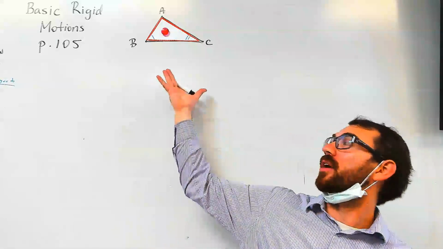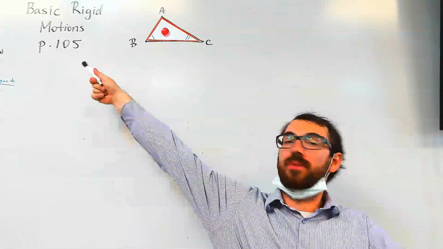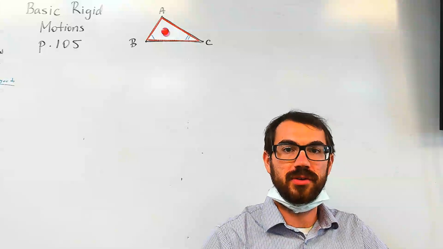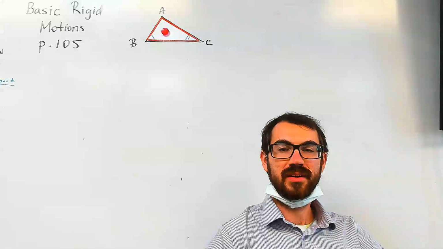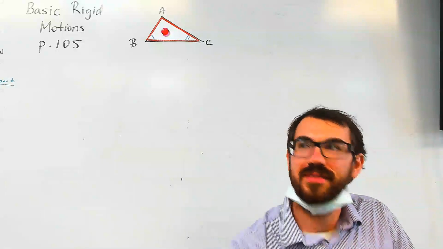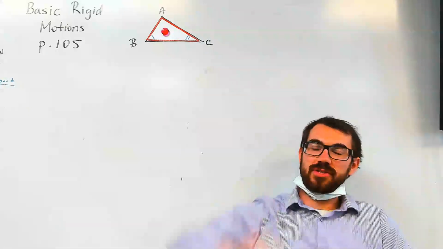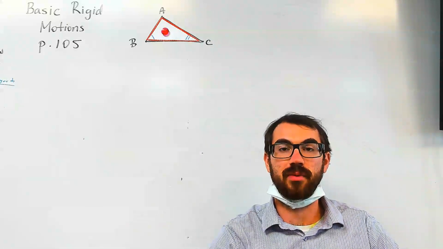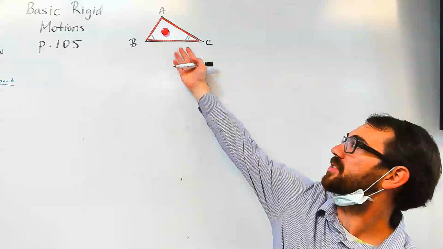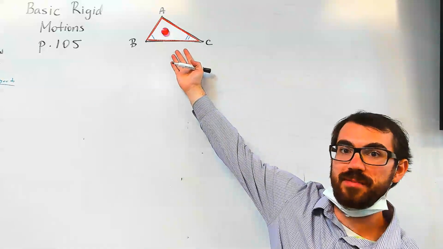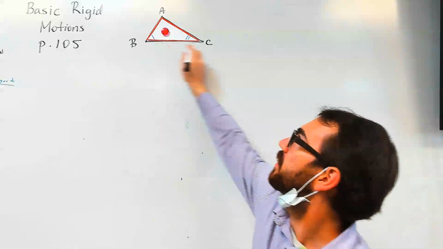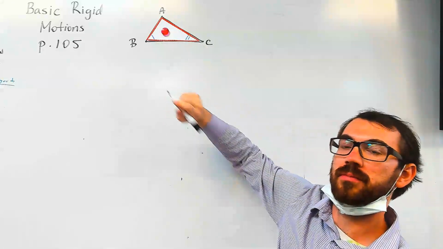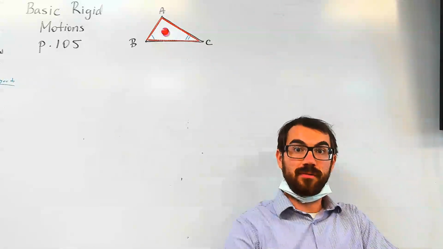Okay, we have our triangle ABC. This is on page 105. Go ahead and turn there now if you haven't already. I'll give you a second. Go ahead and pause. Okay. So you have this triangle ABC. This is example 1. And it asks you, how do we get from triangle ABC to triangle ABC prime? So let me go ahead and draw an ABC prime for you.